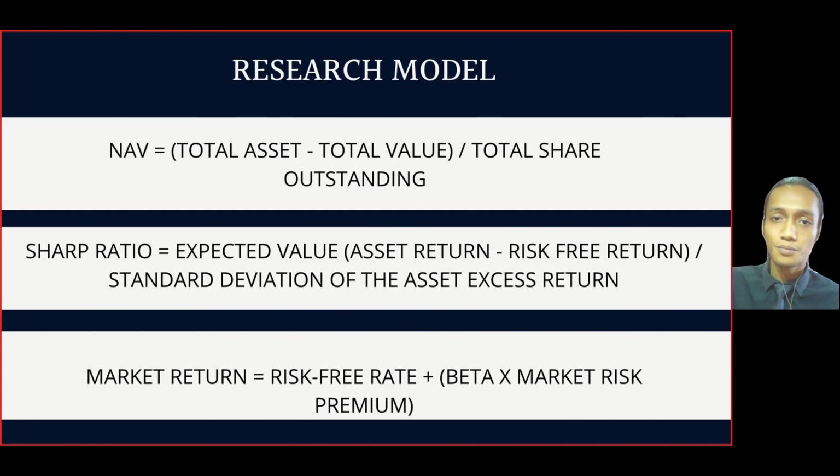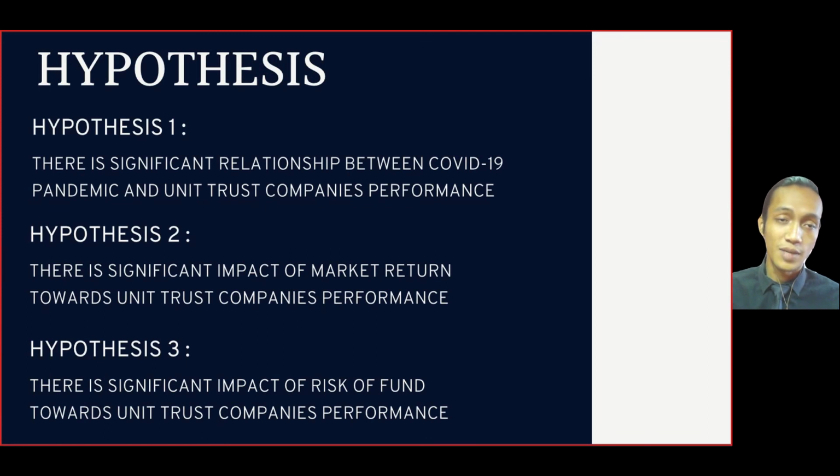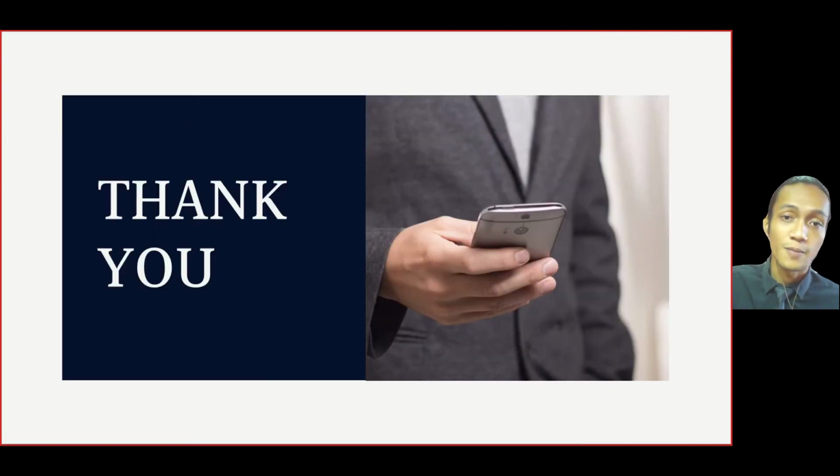So this is my hypothesis for this study. For hypothesis 1, there is a significant relationship between the COVID-19 pandemic and unit trust companies' performance. For hypothesis 2, there is a significant impact of market return towards unit trust companies' performance. And for the last one, hypothesis 3, there is a significant impact of risk of fund towards unit trust companies' performance. So these are the three hypotheses that I will use for my study.